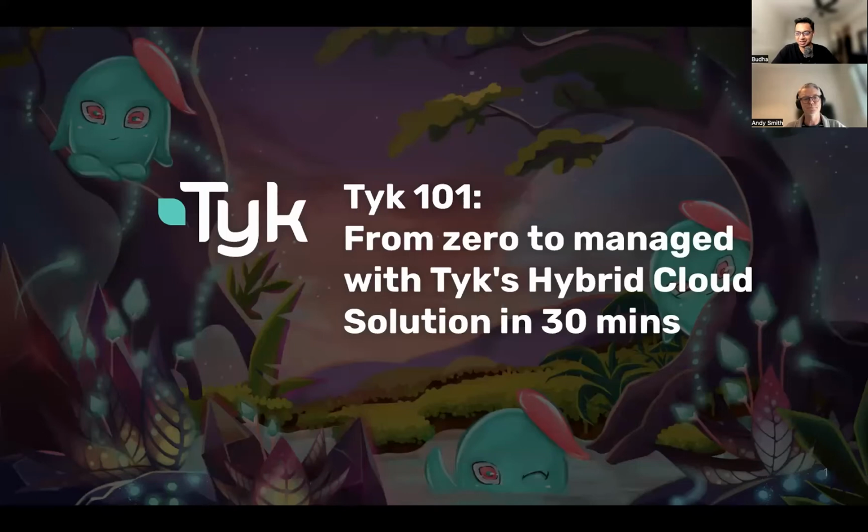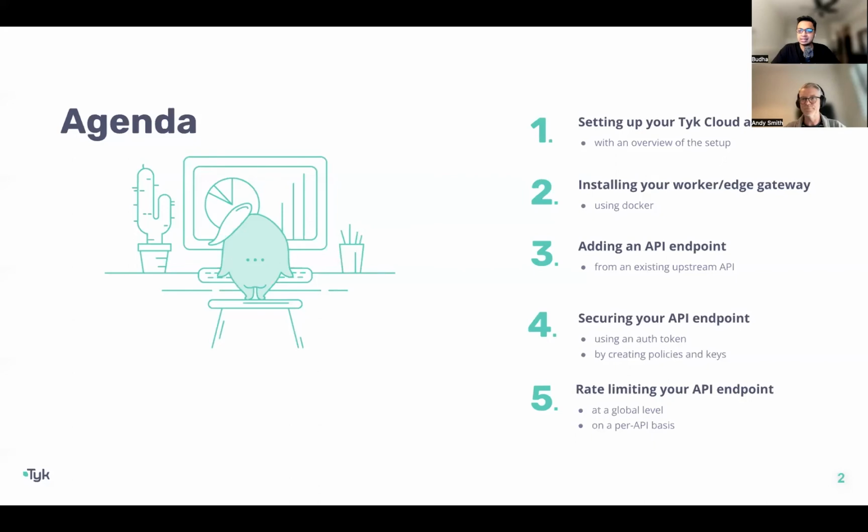Today we're going to be talking about Tyk 101, from zero to managed with Tyk's hybrid cloud solution in 30 minutes, perhaps less. We'll take a look at the agenda. It's a two-part setup process, which is setting up your Tyk Cloud account. If you were here with us last time, you might have already seen us do this in our previous Tyk 101 session. Then we'll install the worker or the edge gateway, essentially using Docker. That will conclude our setup process, and then we'll head on over to adding an API endpoint. We'll look at securing said API endpoint, and then rate limiting that API endpoint.